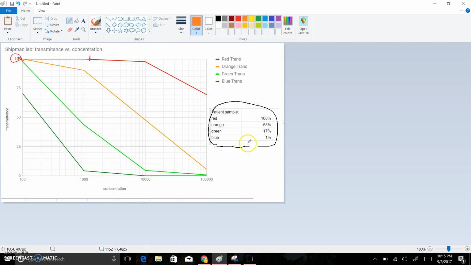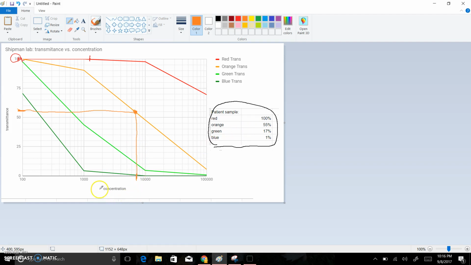Here's my orange at 55%. So 50, here's 75, so I go 50, 55, 60, 65, 70. So 55 is on this line right here. And I'm going to go across till I hit the orange line, right here. And I'm going to move it downward here. So that's my concentration according to the orange line.